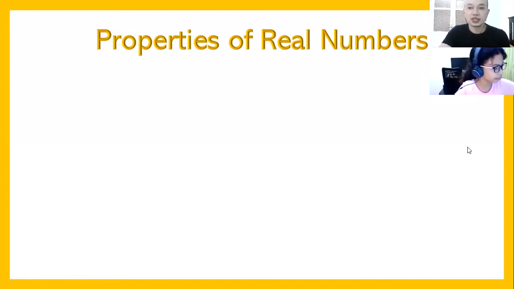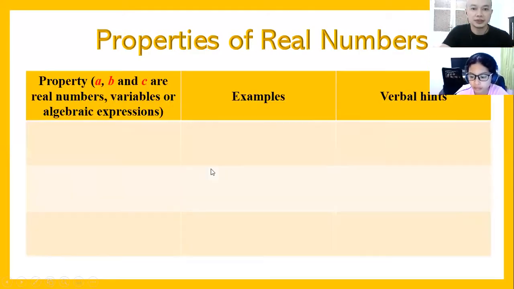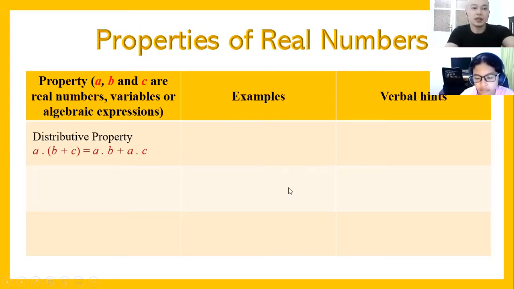Kristel, are we set? Are you ready? All right, so the first column will be the name of the property. The second column is the example. And the third column will be verbal hints, so it will make you understand more what the property is really about. Okay, so let's have the first property. Can you read the first one, Kristel?